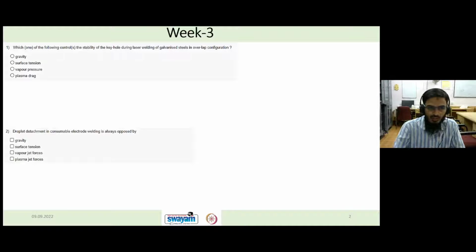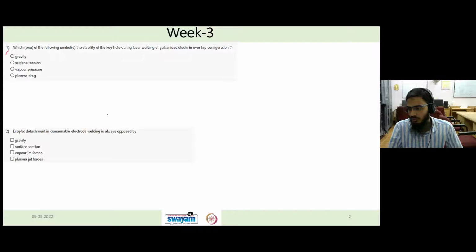So we'll start with question number 1 of this live session. The question is on your screen. Question 1 is: which one of the following controls the stability of keyhole during laser welding of galvanized steels in overlap configuration? There are different types of forces mentioned in the options. Just go through them and try to answer. You can unmute yourself and tell the answers, or type in the chat box. Both are fine. Then we'll try to learn the concept behind it.